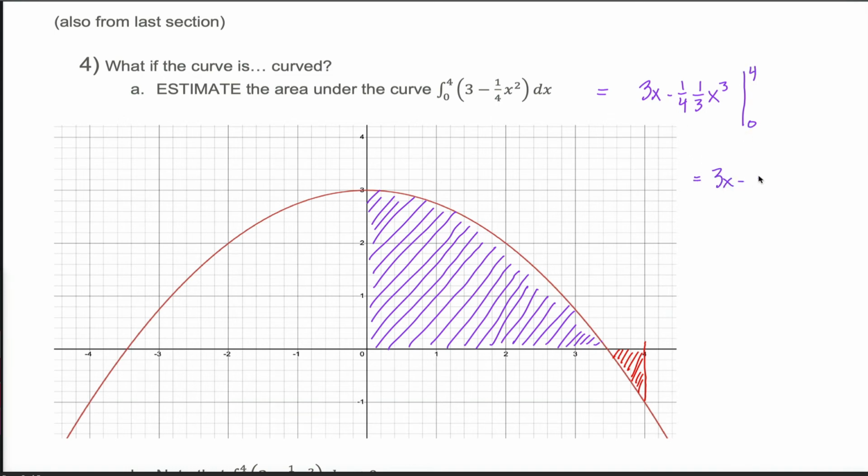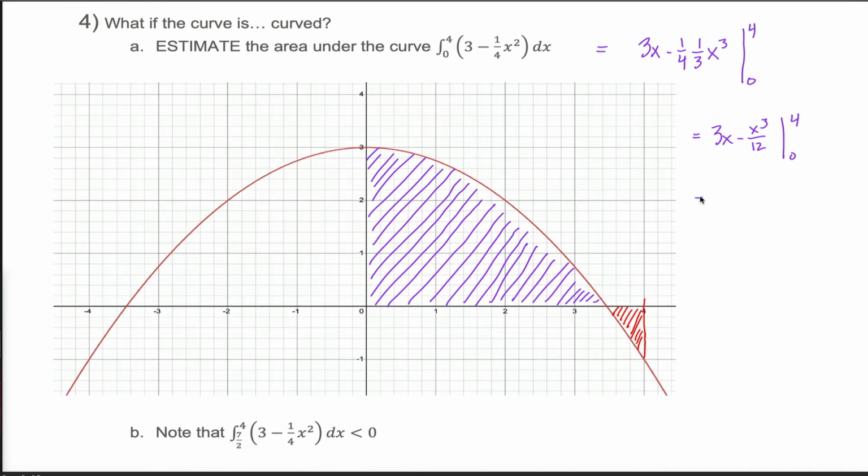I'd call it 3x minus x cubed over 12, because 1/4 times 1/3 is 1/12, and 1/12 times x cubed is x cubed over 12. And then I'd make the point that I still need to evaluate that from 0 to 4. So let's first evaluate it at 4. 3 times 4 minus 4 cubed divided by 12, whatever that number is equal to. But that's not my answer.